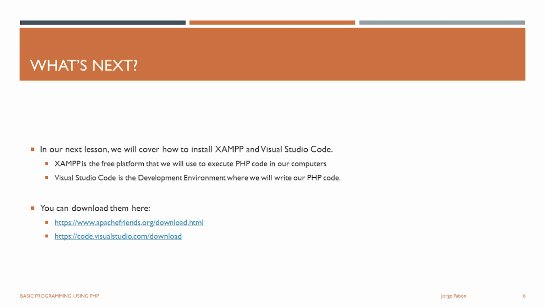In our next lesson, we will cover how to install and use XAMPP and Visual Studio Code. XAMPP is the development platform that we will use to run our PHP files. Visual Studio Code is the development environment that we will use to write our PHP code. And they can both be downloaded in the links below.